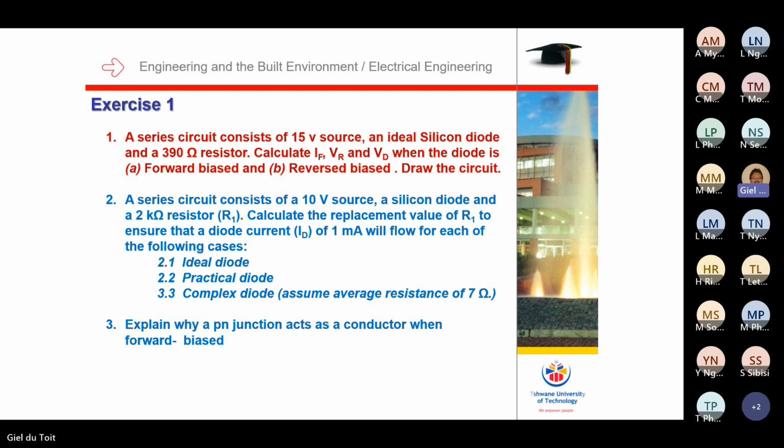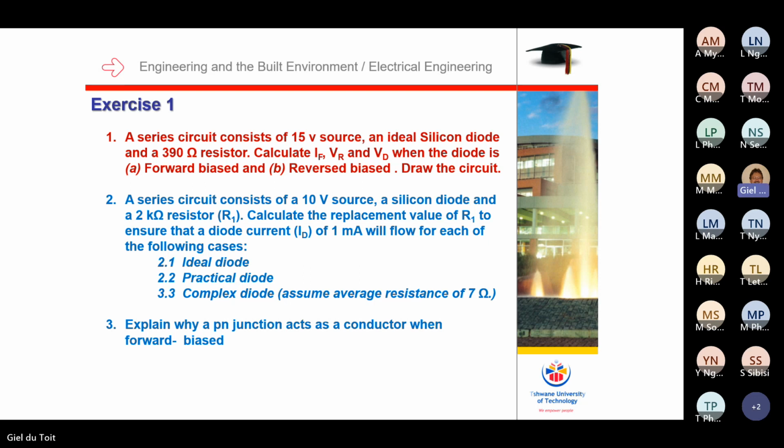Therefore, 10 volt divided by 1 milliamp gives me what value here? 10K. So if you get 1 milliamp, it's 10 volt divided by 1 milliampere, and will give me a 10K. So my resistor will change to 10K. So it's not a 2K anymore. It's now at 10K. So for this first problem, for the ideal diode, this is the answer.